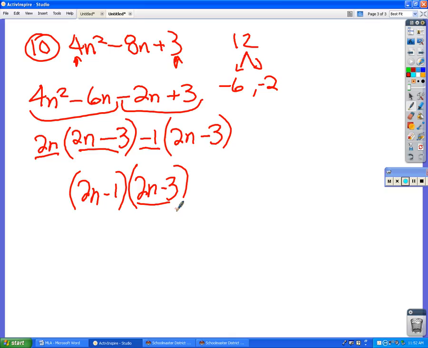Because they're both the same, so I'm just going to use it once. And they will always come out to be the same. If they don't come out to be the same, then you did something wrong. So they have to come out to be the same.